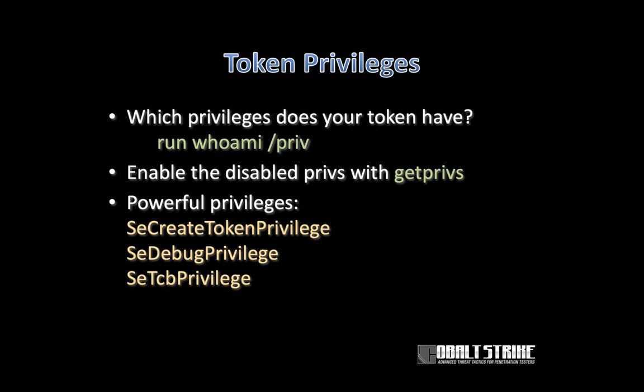So this is one form of escalating from a high integrity context where you have a lot of rights, but not the full set of rights available to you. Three privileges you want to look for are SeCreateTokenPrivilege, SeDebugPrivilege, and SeTcbPrivilege. These three privileges will allow you to do most of the things you may want to do on a compromised target. And if you don't have these privileges, you should expect that attempts to interact with certain process contexts, especially processes running as SYSTEM, may fail.